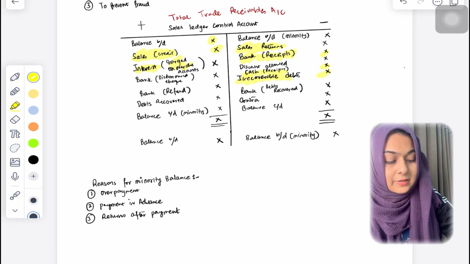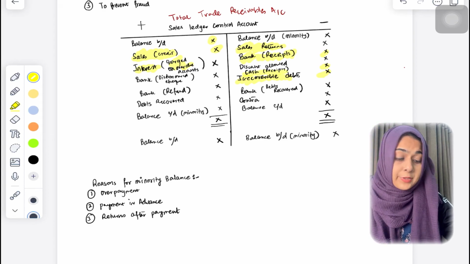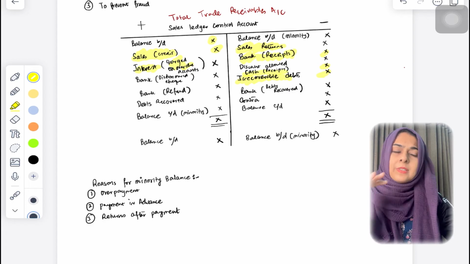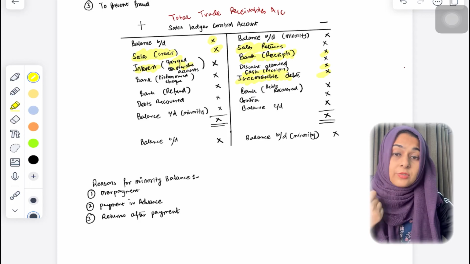If I credit the bank account, I need to debit the other account, that is the trade receivable account. Debts recovered. This is the amount of money that you have received from a previously written off trade receivable. So debts recovered is when previously I have written off someone, but that person comes again and pays me.